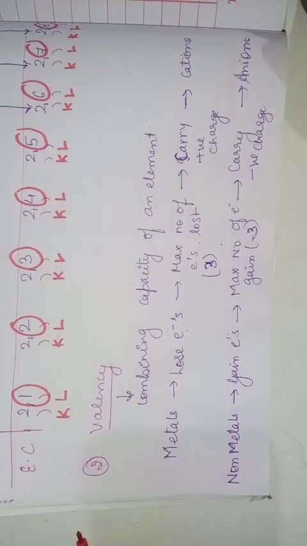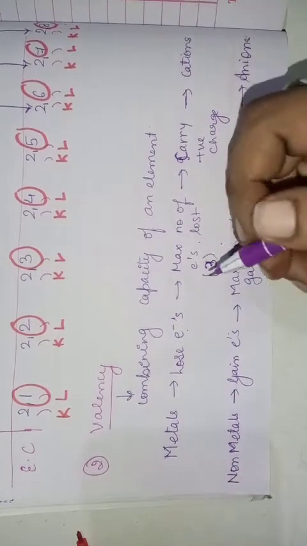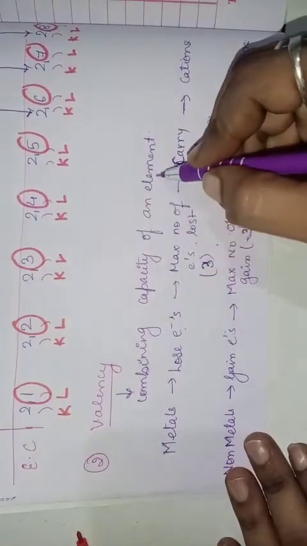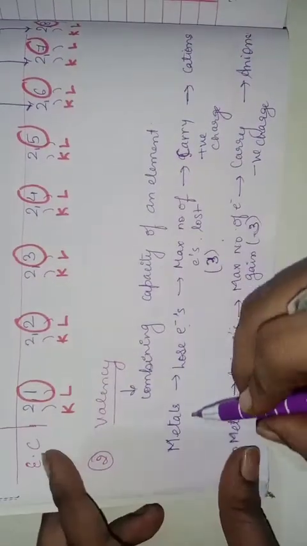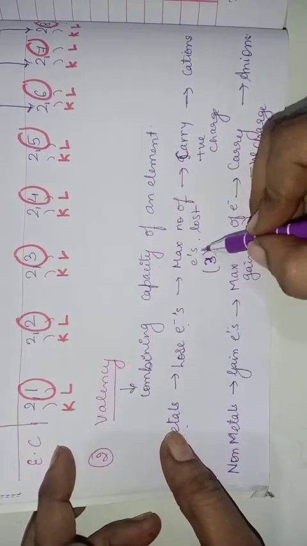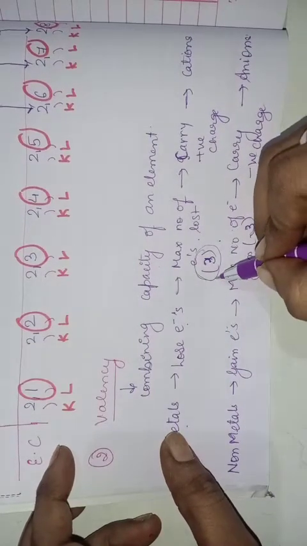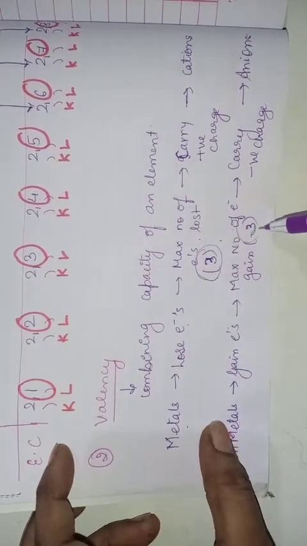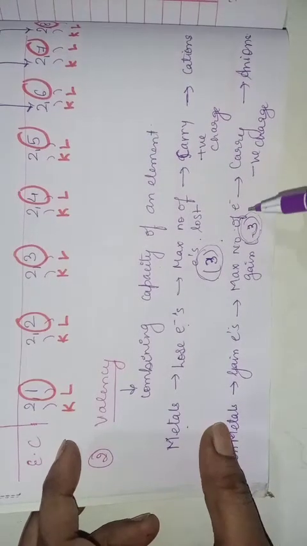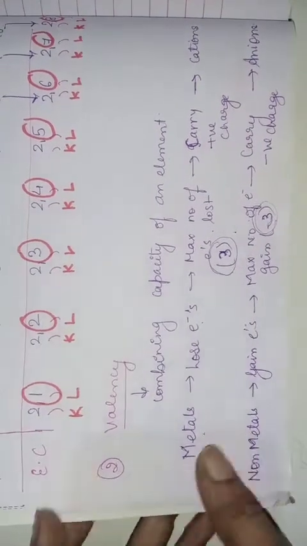Now, when we talk about valency, it is the combining capacity of an element. Metals can have a valency up to 3. Non-metals also will have a valency up to 3 only. So let us see how the valency is up to 3. Okay, children, let us discuss here. Again, let us take the example of period 3.